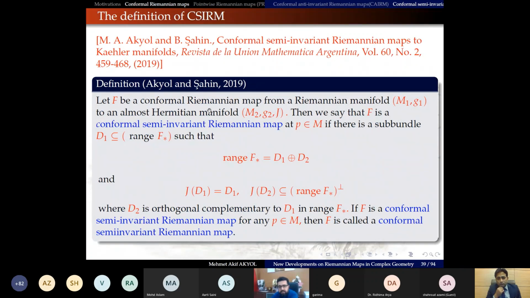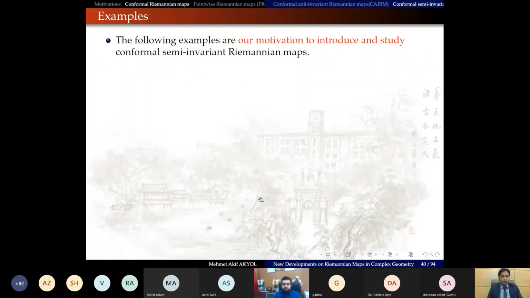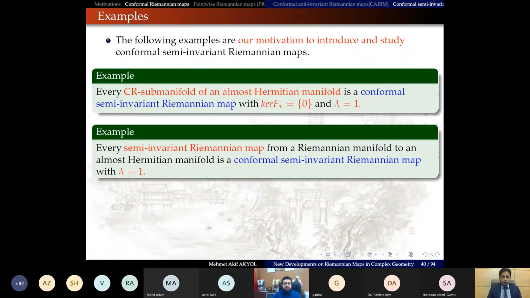In 2019, we gave this definition: if you take a conformal Riemannian map from a Riemannian manifold to an almost Hermitian manifold, it means that the range of the map consists of two distributions. One is invariant and the second one is anti-invariant. We call this map a conformal semi-invariant Riemannian map. There are many trivial examples in this section too.